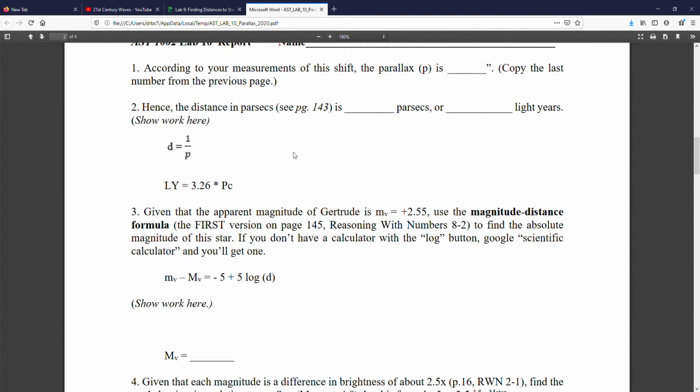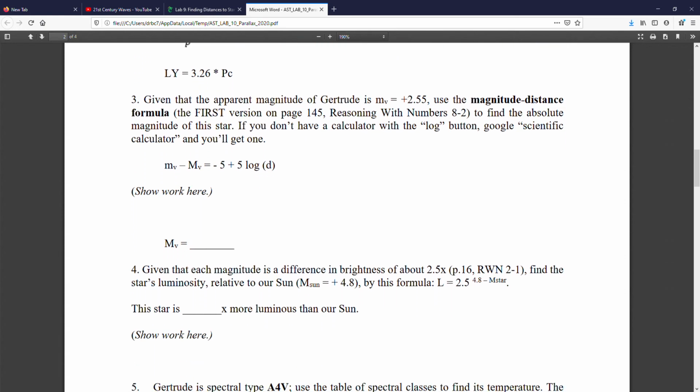Now you're going to be writing your parallax right here, and then the distance of the star is simply 1 over the parallax. Really nice. And that comes out in parsecs. That's a unit of distance, and a light year equals 3.26 parsecs. So then you can convert it into light years. Okay, so then you're going to be using, she gives us, Gertrude, the apparent magnitude of that is plus 2.55.